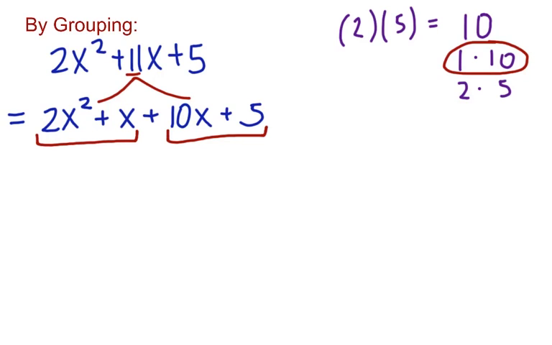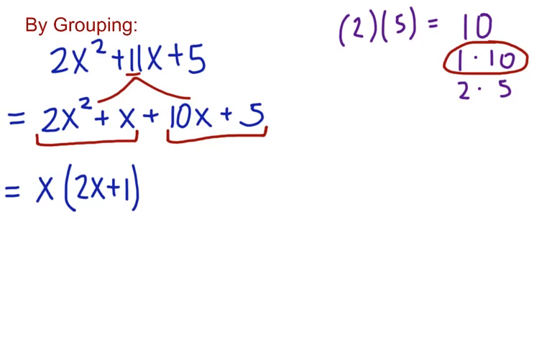I now need to find the greatest common factor of each group. So when I look at 2x squared plus x, I'm going to say that the greatest common factor of those two terms would just be x. Numerically, they don't have anything and they each have 1x. So when I factor that x out, I'll be left with 2x for the first term and 1 for the second term. That takes care of our first group.